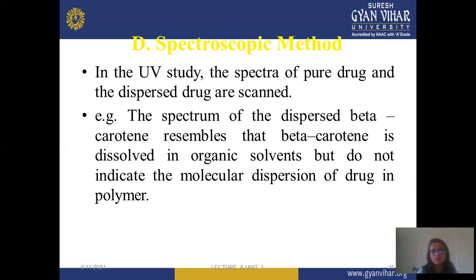An example of this spectroscopic method is the spectrum of the dispersion of beta carotene. It resembles that beta carotene is dissolved in an organic solvent, but does not indicate molecular dispersion of a drug in a polymer. This is an example. The spectrum resembles that beta carotene is dissolved in a particular organic solvent, but does not indicate molecular dispersion of the drug in a polymer.